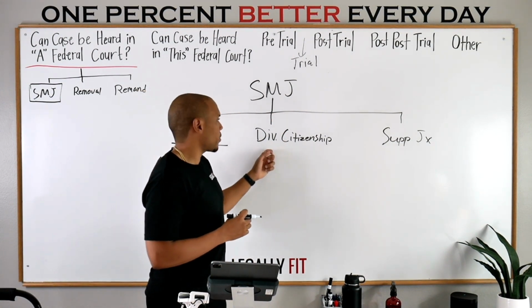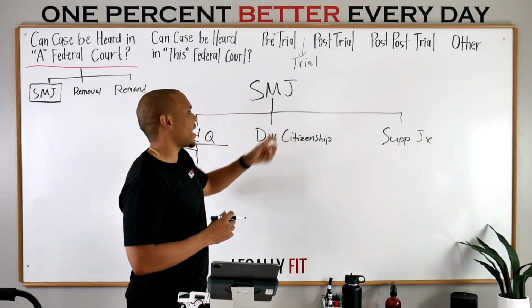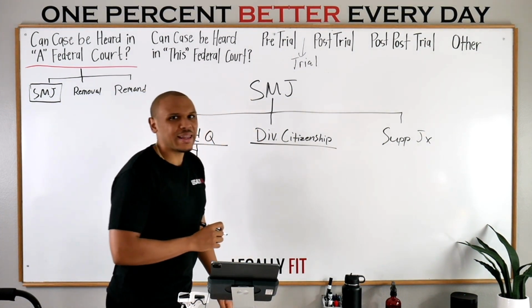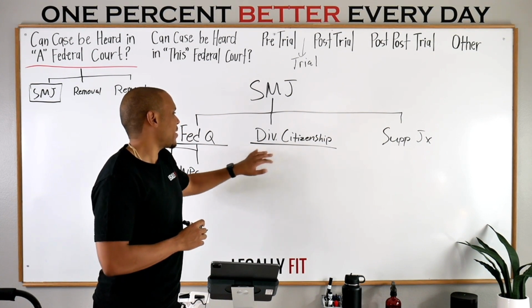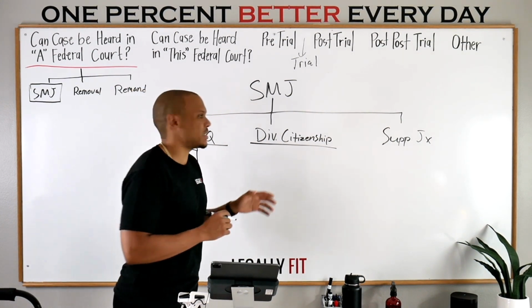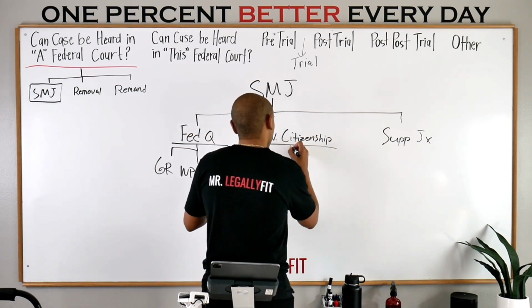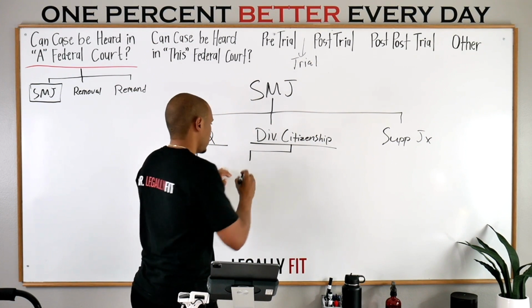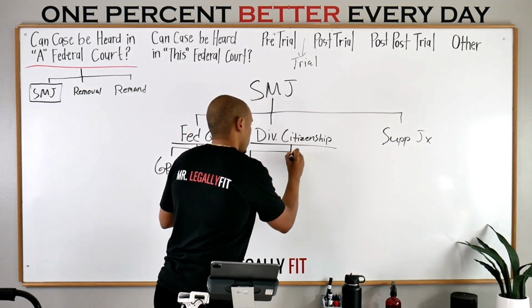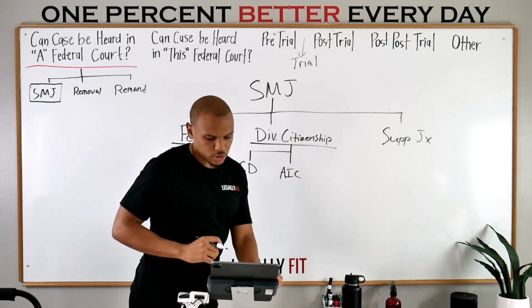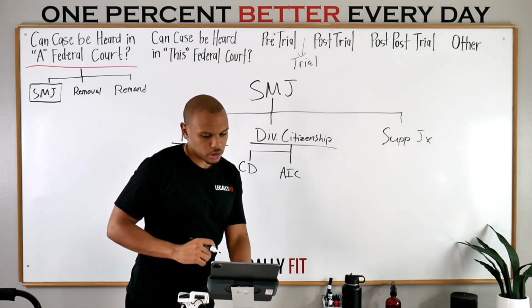And so let's just remember, this is another way to satisfy SMJ. Now here, we have two elements, right? We have elements that we didn't have before. What are the two elements to satisfy diversity of citizenship? You need complete diversity and satisfy the amount in controversy. Exactly. Do we have any other sections from that note from that level?